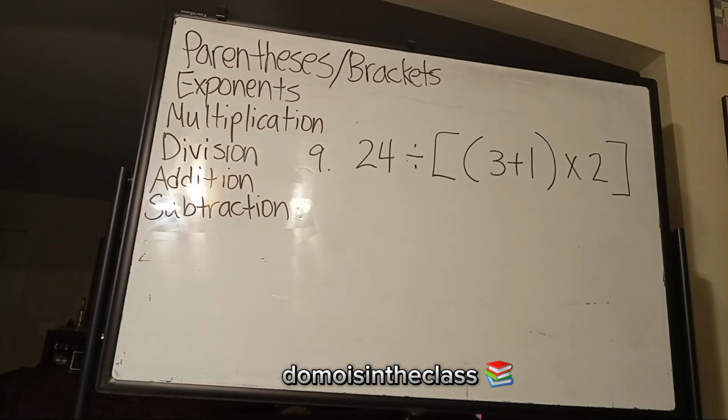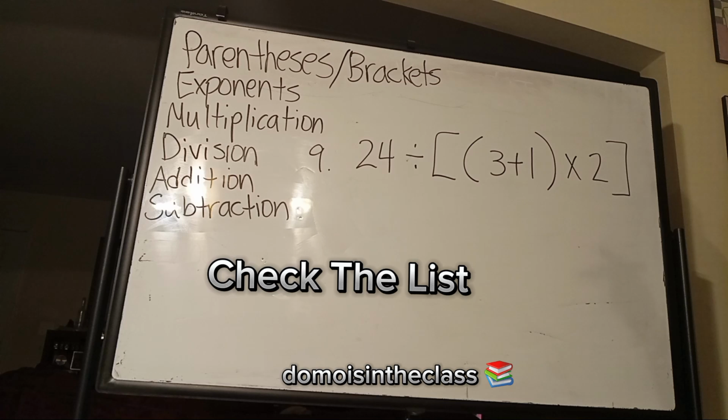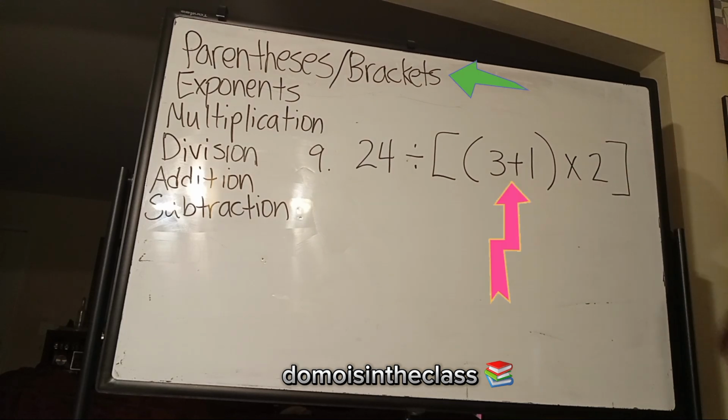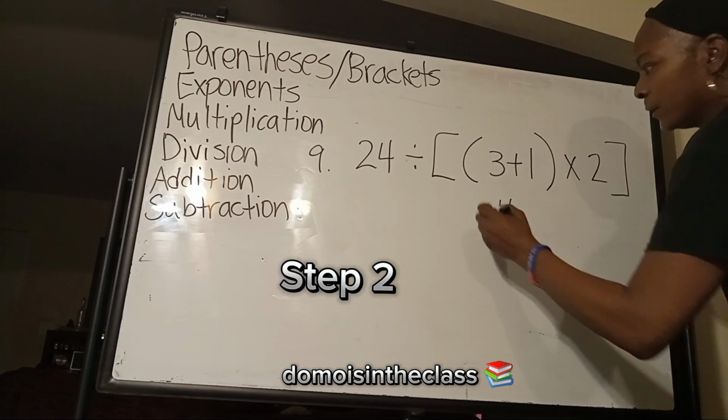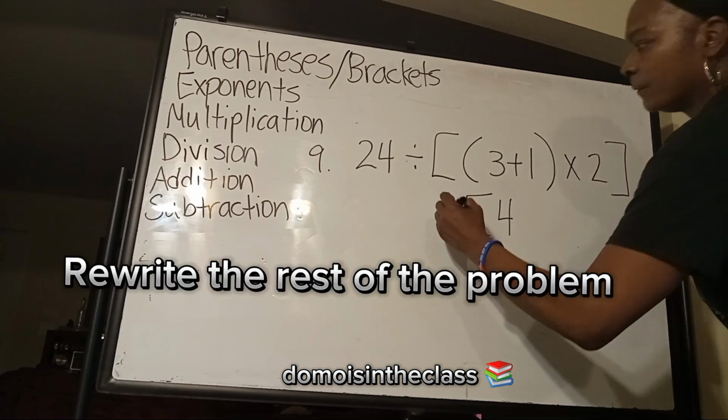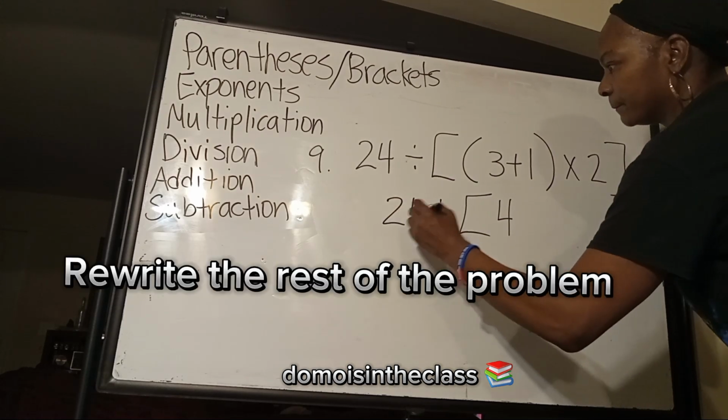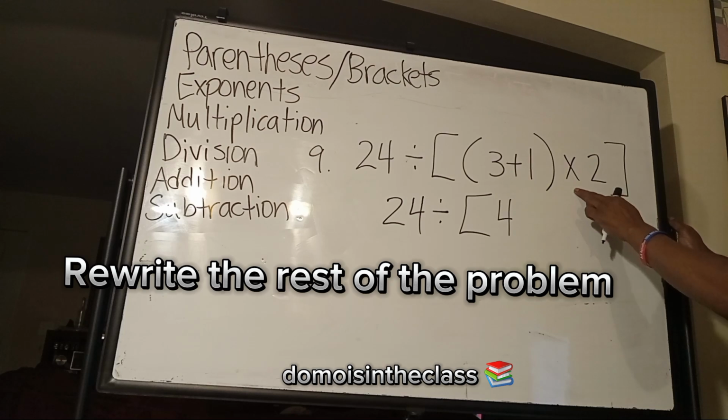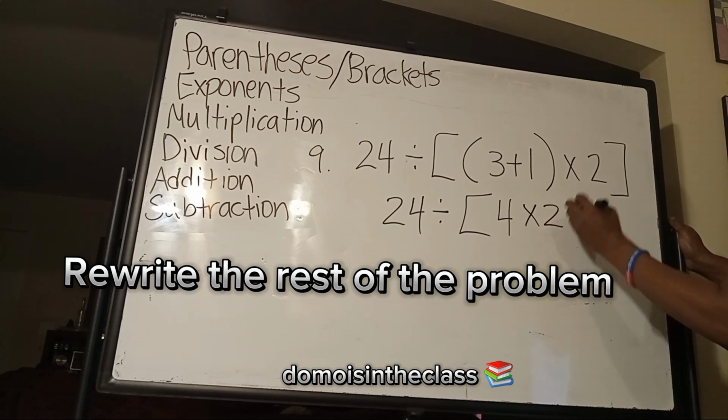All right, so for number 9, we have 24 divided by bracket, parentheses, 3 plus 1, close parentheses, times 2, close bracket. So, what are we going to do first? The parentheses. That's right. We're going to do the 3 plus 1. How much? 4. So, we put our 4. We still have our bracket. We have divide 24 in front. And on the back, we have times 2 in the bracket.